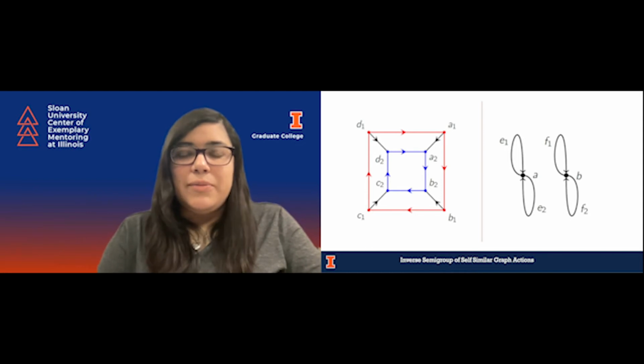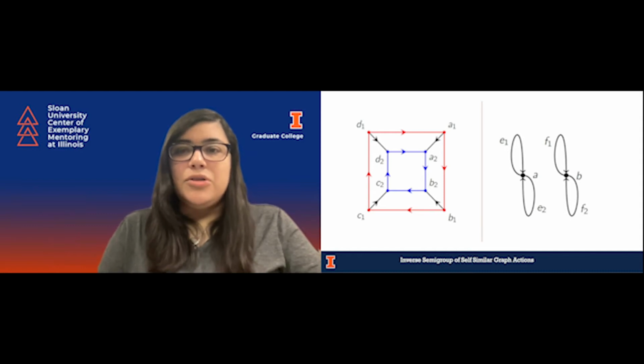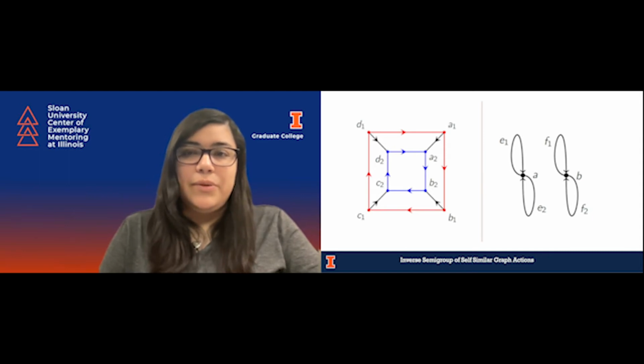In inverse semigroup theory, it is important to know whether an inverse semigroup is what we call zero simple. And we discovered that if we start off with a connected graph, then our inverse semigroup is zero simple if and only if it is strongly connected. So our graph on the left here is not strongly connected, therefore it is not zero simple.